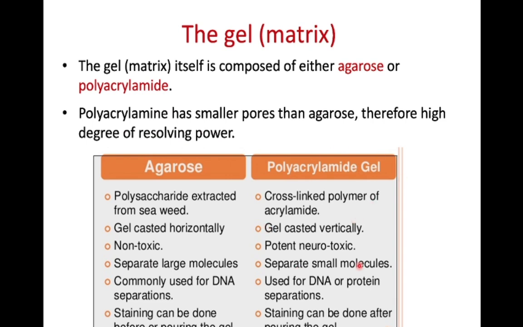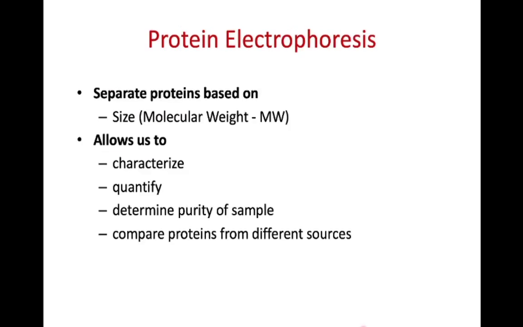Whilst polyacrylamide gels are a cross-linked polymer of acrylamide. The gel is cast vertically. It's a potent neurotoxin. It separates small molecules and is used for DNA or protein separation. And the staining can be done after pouring the gel.